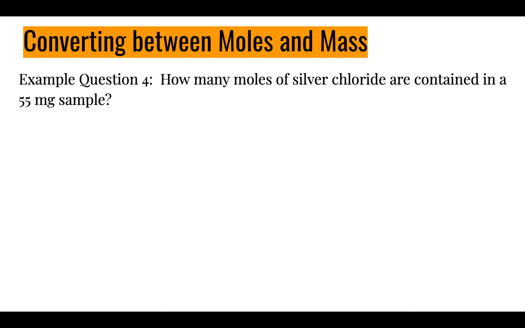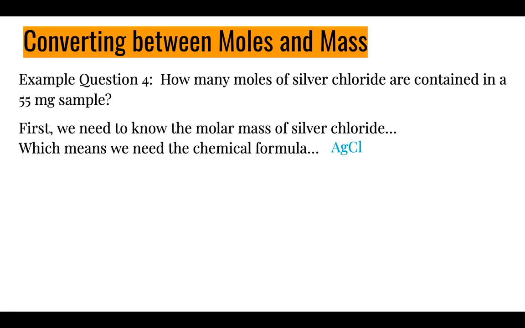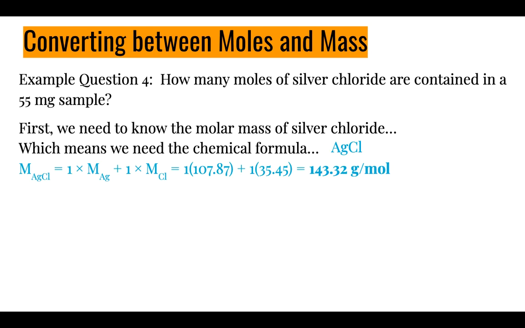And our last example: how many moles of silver chloride are contained in a 55 milligram sample? As with the other questions, the first thing is we need the molar mass of silver chloride, which means we need the chemical formula for silver chloride, which is very straightforward, AgCl. Then we're going to calculate the molar mass by adding the molar mass of silver to the molar mass of chlorine. And we get 143.32 grams per mole.